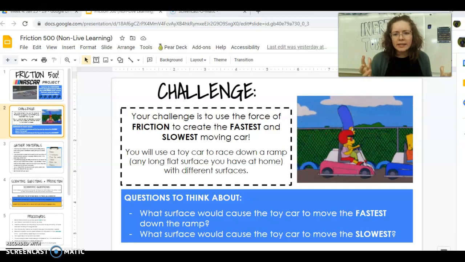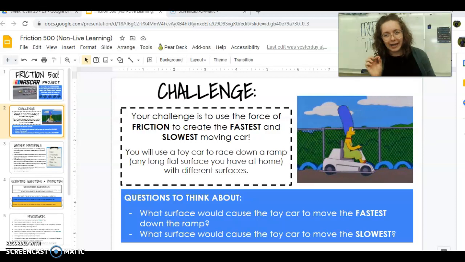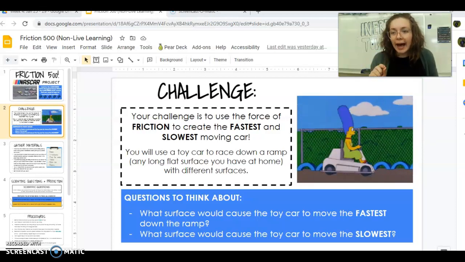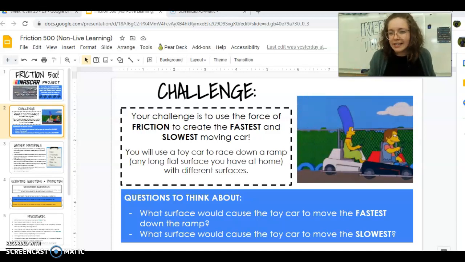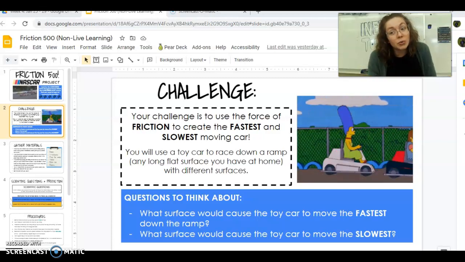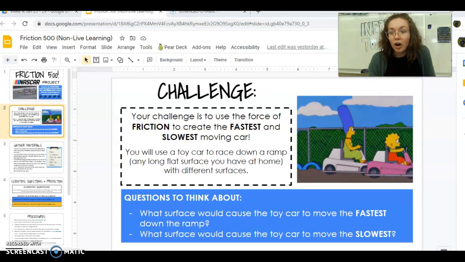Okay, so what is this race all about? For this race, it's not like your normal race. We are trying to figure out how we can have the fastest race, right? A race is normally about how fast you can go. I'm also looking for the slowest race, okay? Fastest and slowest moving car.